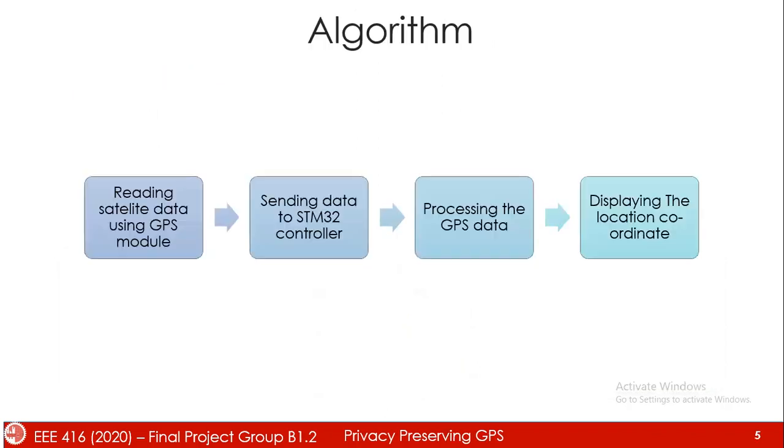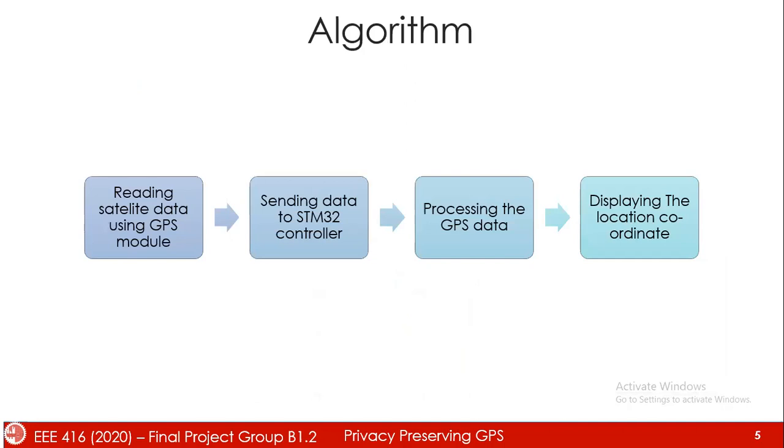Now we will discuss how we can interface with GPS. This is the algorithm of interfacing with GPS. At first, we will read GPS data using the GPS module through the Universal Synchronous Asynchronous Receiver Transmitter, USART, communication protocol. Then this data will be transmitted to the STM32 controller. After processing in the controller, we will get displayable data which will be shown on a display or in a virtual terminal.